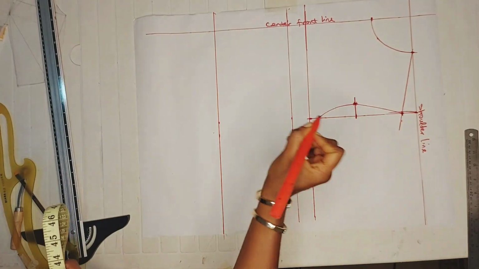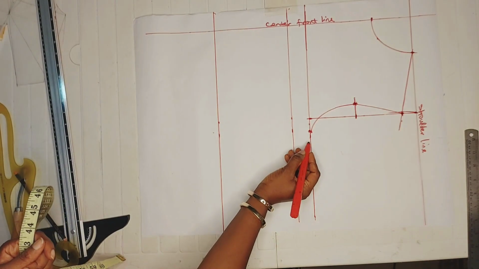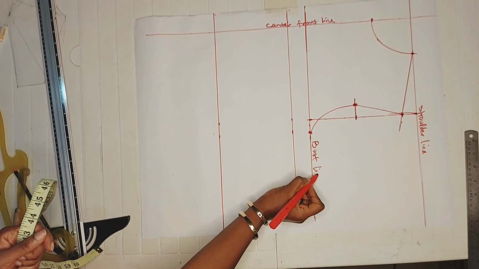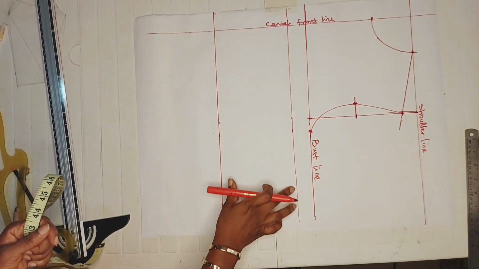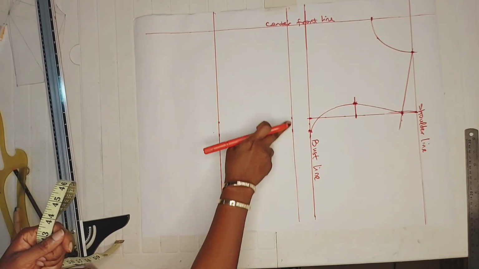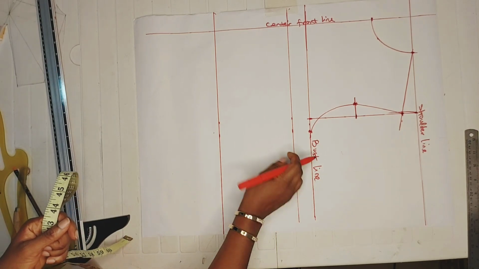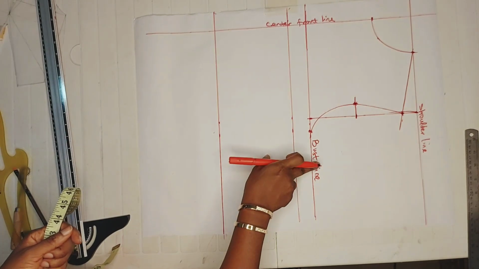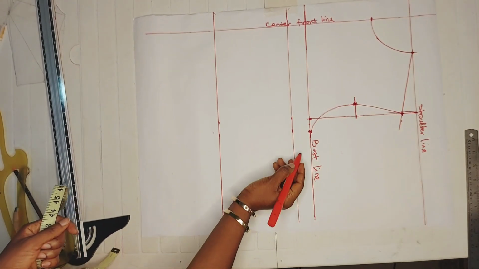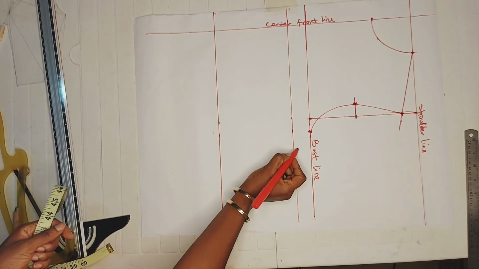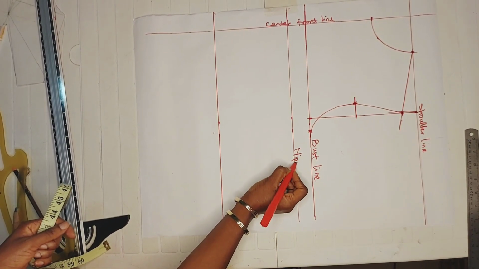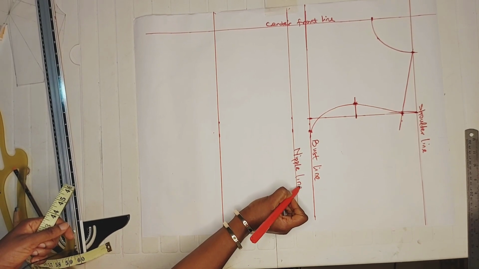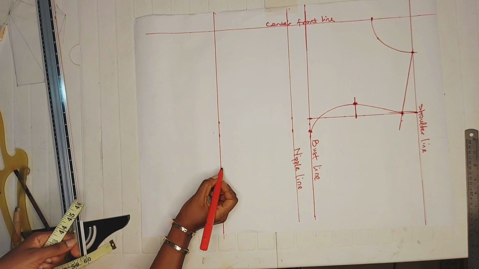So I'm going to be indicating all the names of these lines. This line is our bust line. This line is our nipple line. It's our bust point line, but I would name it nipple line so that we understand that the bust point line is different from this bust line. So instead of putting bust point line, I'll just put it as nipple line, just for us to understand. And this line here is our waist line.